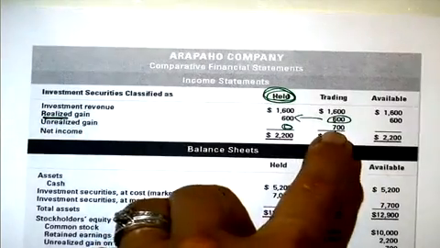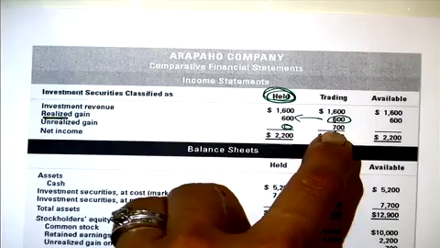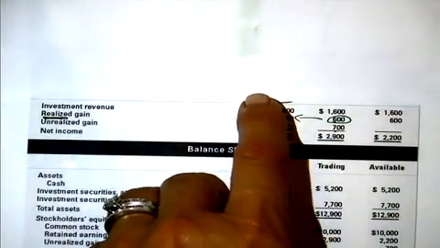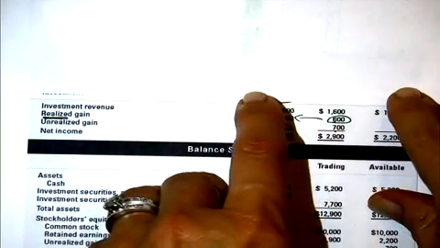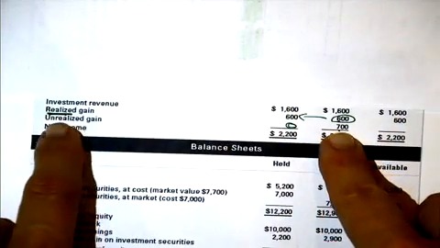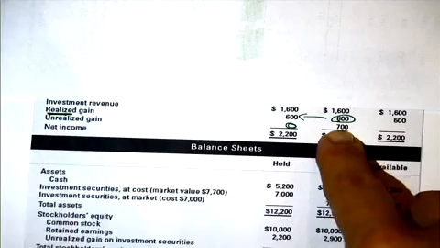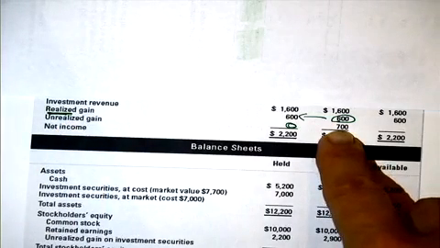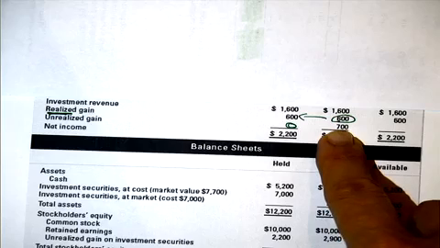The income statement. When you look at someone's income statement, it's not going to tell you that they actually have trading available for sale. It's just going to say unrealized gain or loss. If you see unrealized gain on an income statement, what type of security do you know they have? Trading. It's not going to say trading security. It's just going to say unrealized gain or unrealized loss. If you see that on an income statement, you can conclude they have trading.